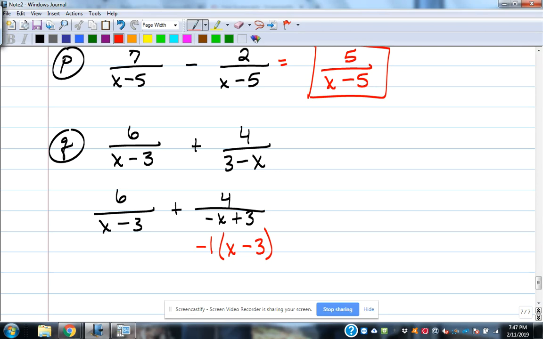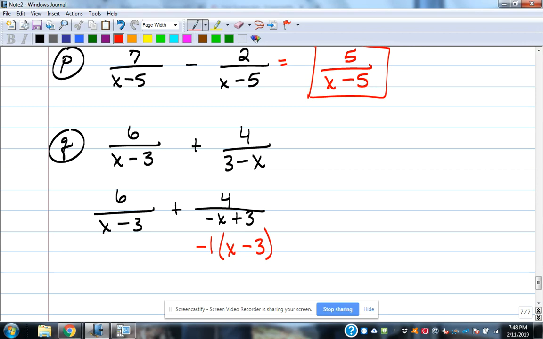Doggone, that matches right there. But this negative 1's in the way. That does matter, because they're not the same. This is x minus 3. This is negative 1 times x minus 3. They're not the same. So we've got to make them the same.